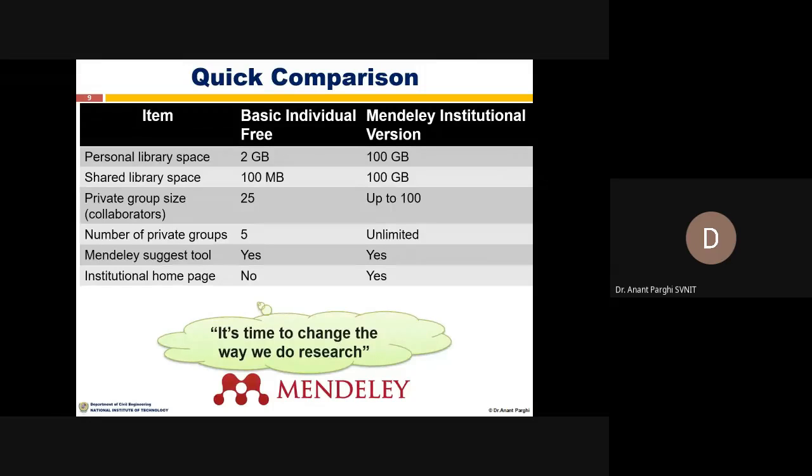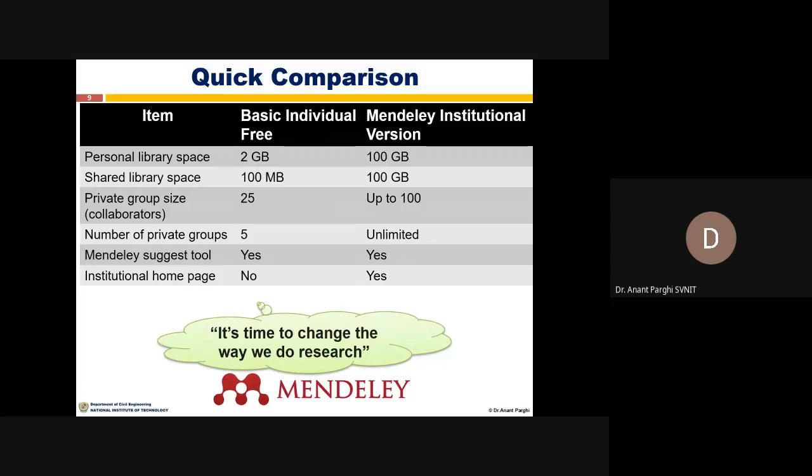Private group size, so you can develop at least 25 groups in the free version. But if you have an institutional version, you can develop up to 100 groups. So number of private groups here is 5, but with the paid version, you can use unlimited groups also. Mendeley suggests tools also, on both platforms, the free version and the paid version. It is giving alerts also. Institutional homepage, right? So if you are utilizing the free version, it will not provide the homepage, right? But if you are utilizing the Mendeley institutional version, it will provide the homepage also, like a website also.